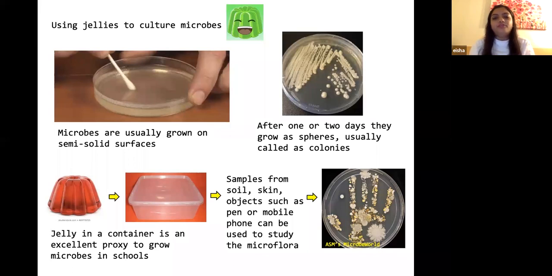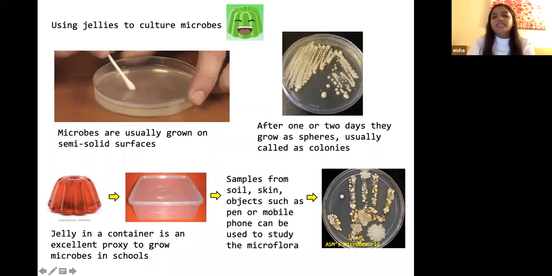When you have objects, I think the objects are best stamped. If it is a hand, I can just stamp the hand on the jelly, just like this person must have done to get this nice pattern of hand microbes that were probably growing on his hand at that particular instant. So this is how you can introduce it on the jelly.